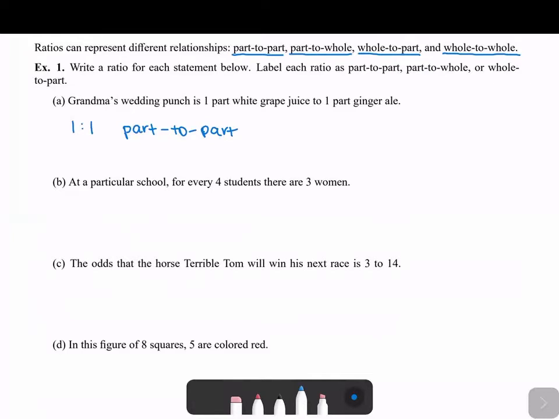Okay. B says, at a particular school, for every 4 students, there are 3 women. This can be represented by the ratio 4 students to 3 women. Most of these are written so that if it says 4 and then 3, it's typically represented by the ratio 4 to 3. And so this one represents a whole to part ratio.